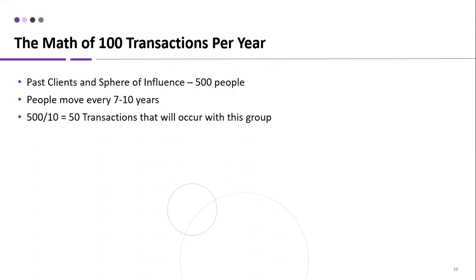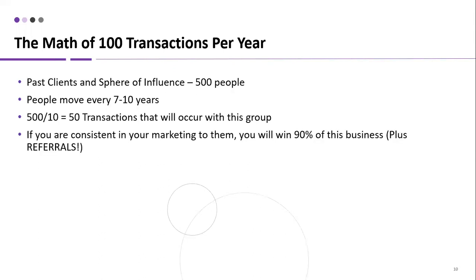Now, again, since these are people that you have some level of a relationship with, if you stay in touch with those people, you really should earn the lion's share of that business. So if you're consistent in marketing to them, you should be winning 90% of that business. Plus, there's going to be some referrals in there. That's where about half of your transactions are going to come from.